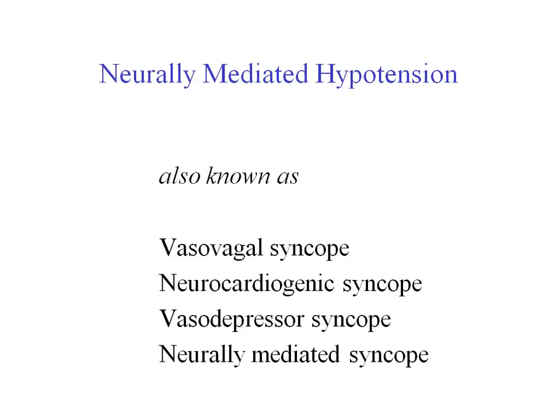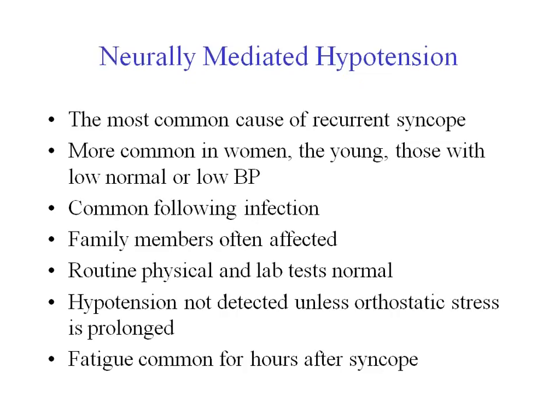Here's a summary of the kinds of things that this has been associated with. This is by far the most common cause of recurrent fainting at all ages. It tends to be more common in women, in younger people, and in those who start off with a low normal or low blood pressure. Those features overlap a lot with CFS as well. It can be triggered by infection. That's been recognized in the past. Family members are often affected.